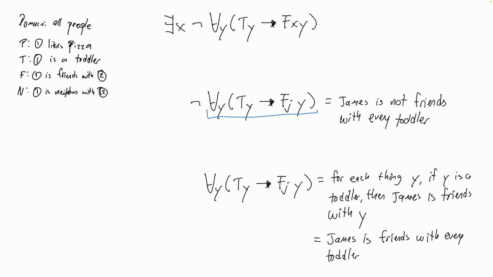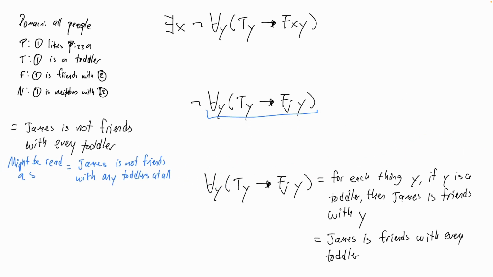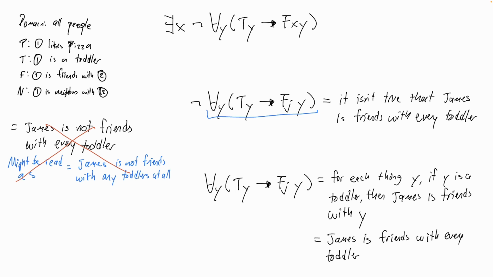But here we have to be a bit careful because that way of putting things is actually ambiguous. The statement James is not friends with every toddler could also be heard as saying that every toddler is such that James is not friends with them. In other words, it could be heard as saying that James is not friends with any toddlers at all. And that's not the idea that we're trying to express. We just want to deny the claim that he's friends with absolutely every toddler, not assert that he's friends with none of them. So it would be better to paraphrase not for all y, if ty, then fjy, as it isn't true that James is friends with every toddler.